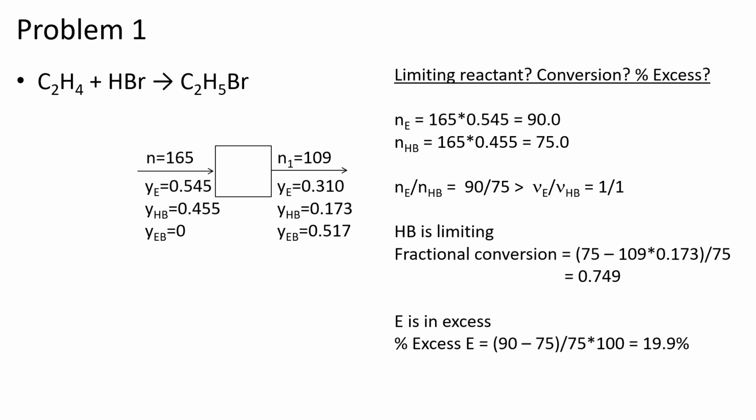We're finally to the point that we can actually answer the questions that were posed initially in the problem statement. First, what is the limiting reactant? And then what's the conversion of that limiting reactant? What's the percent excess of the other reactant?